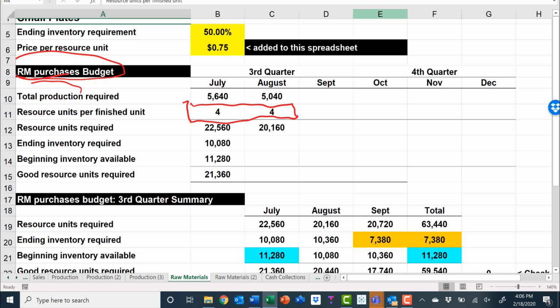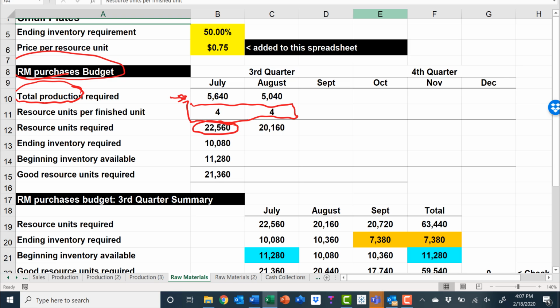Okay, so from our production budget, is that where that comes from? Yes. So from our production budget, we get these numbers, and you're converting them into these resource units required. So if I'm going to produce 5,640 finished units, I need to have, in terms of resources, 22,560 yards of goods. That's kind of the key piece here, because in this budget we're always talking about the raw materials, and not the finished unit. Exactly.